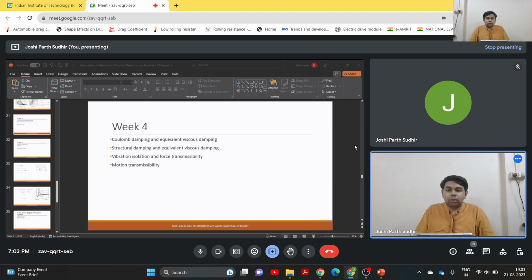So in this week, we would be looking at problems related to concepts in which we find the equivalent damping present in the system. There are other types of damping like Coulomb damping and structural damping, which have been covered in this week's content. We would focus on how to find the equivalent viscous damping when there is Coulomb damping or structural damping present in the system.